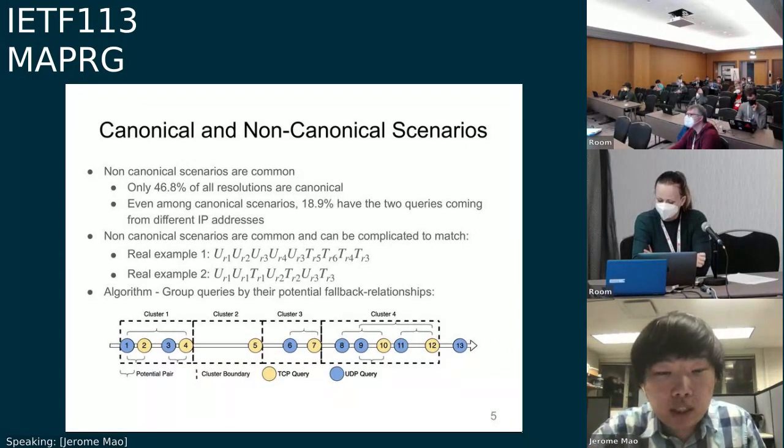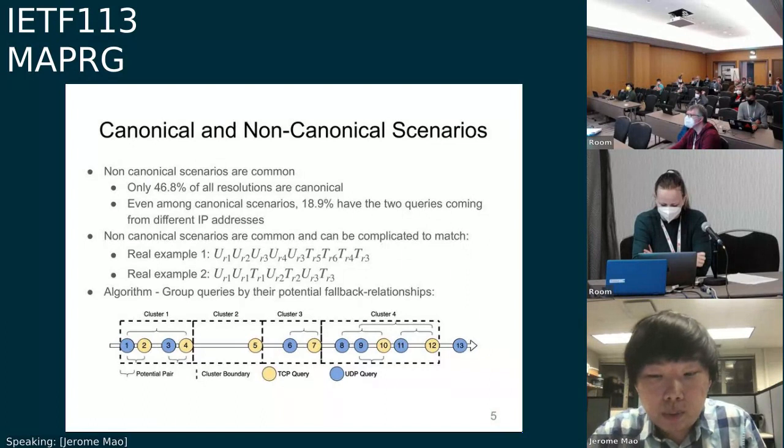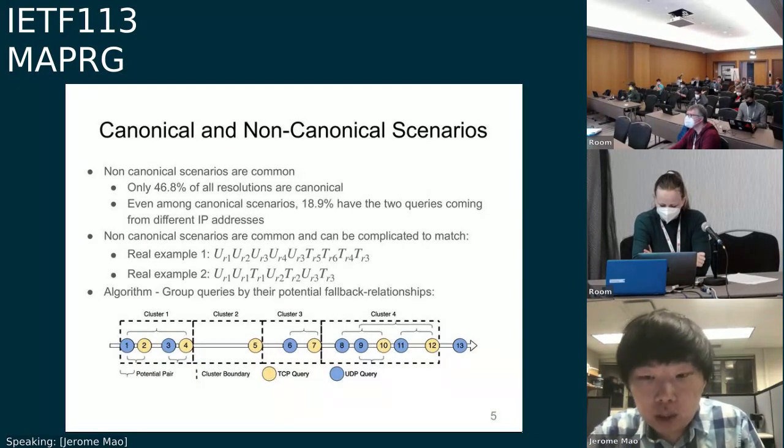So in this case, we just assume that UDP query number 1 is fallen back by TCP query number 2, and UDP query number 3 is fallen back by TCP query number 4. So both number 1 and number 3 are TCP fallback capable. In cluster number 2, this TCP query is not paired with any UDP query, so we just leave it as is. And in cluster number 3, it's obvious that TCP query number 7 is the fallback of UDP query number 6, so quite obvious.